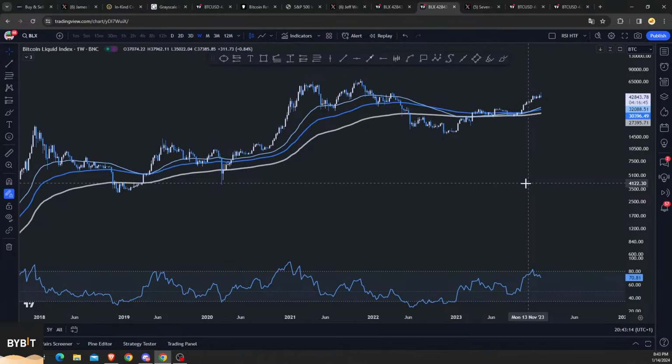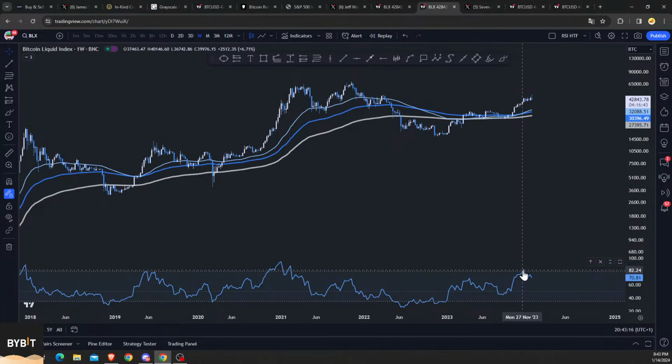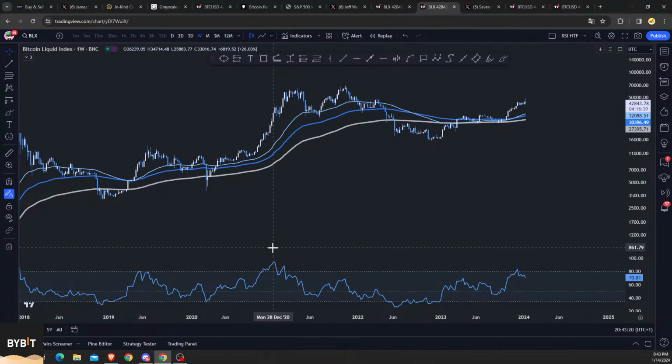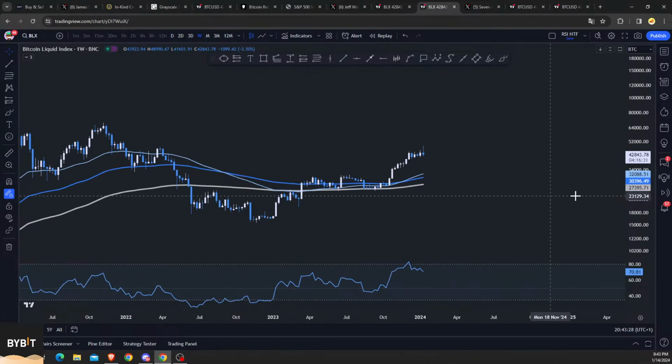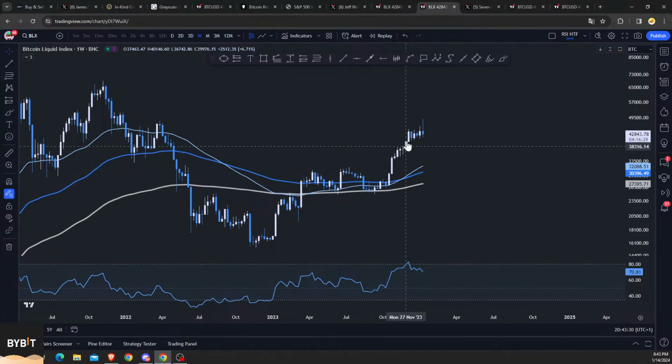Remember in the stream from 2 weeks ago where I said we're tagging the 80 level on RSI. The previous times that we did it, we saw a large reversal. I said, do not expect it right away. However, keep in mind that we're due for a bigger correction. We haven't had one in a while, right?